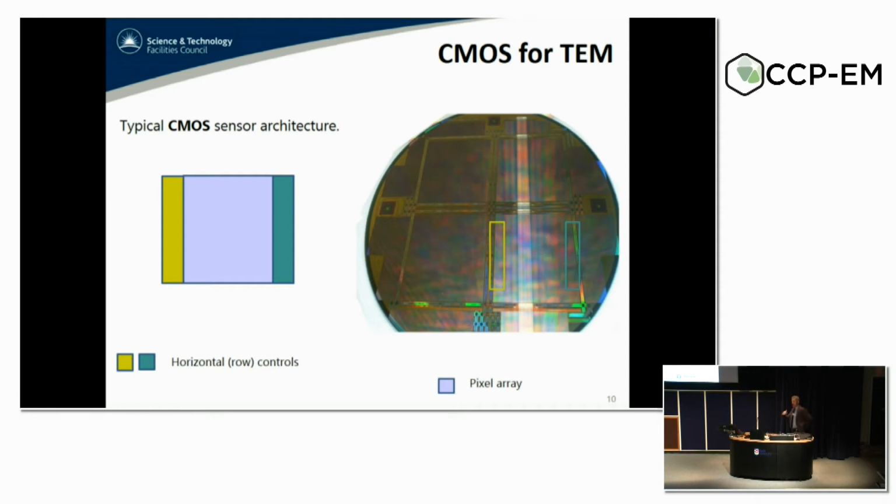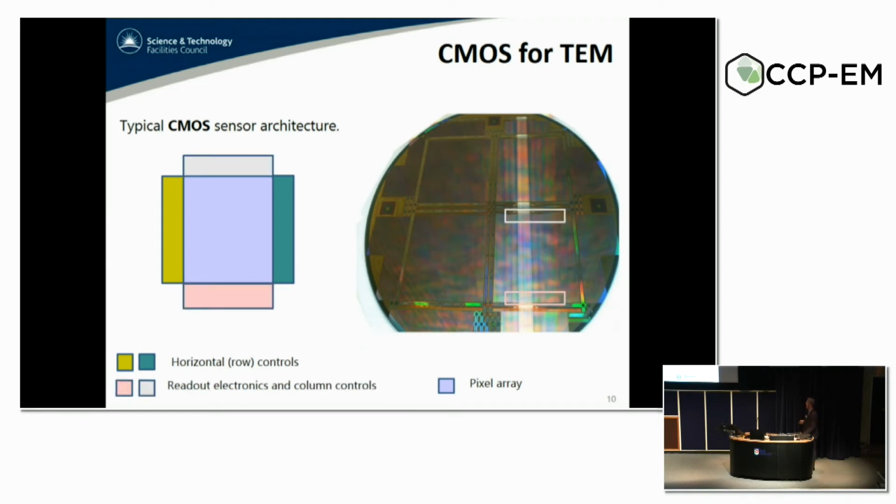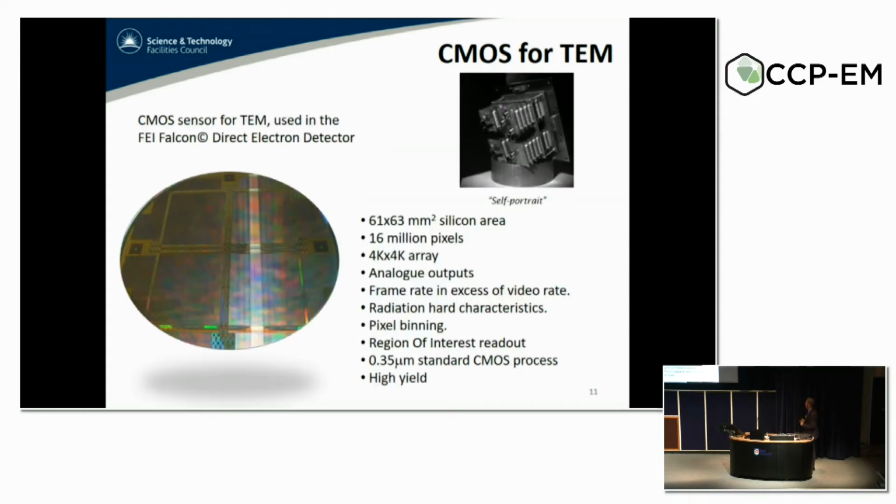So these sensors are read out in what is called a rolling shutter way. You read one row at a time or a number of rows at the same time. There's readout electronics and column controls, and then the auxiliary electronics is normally in the corners. As you can see, it's a very large sensor. And this is the final product.